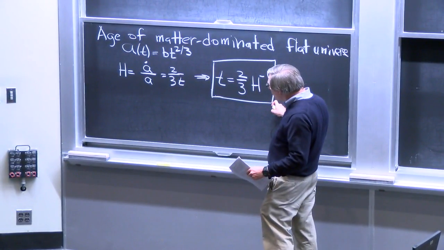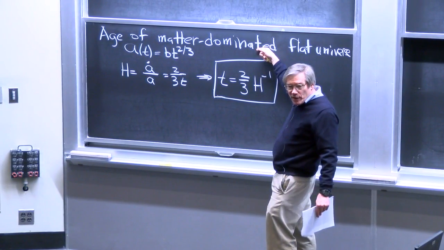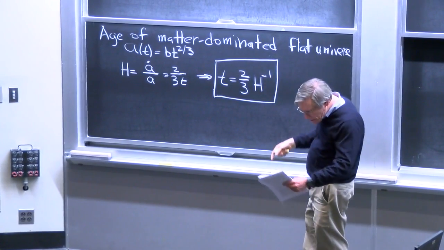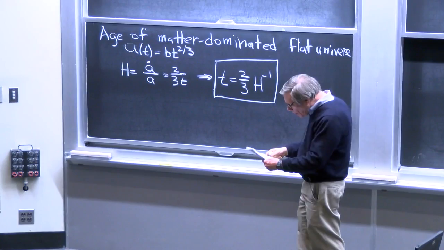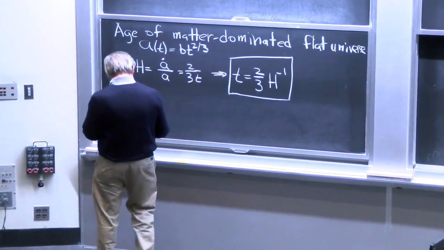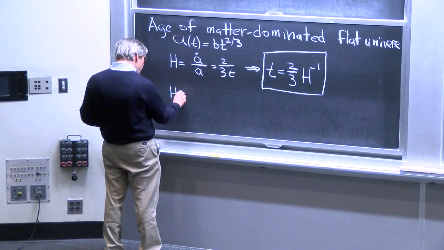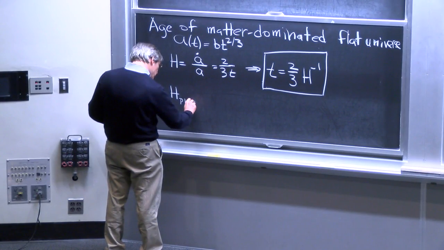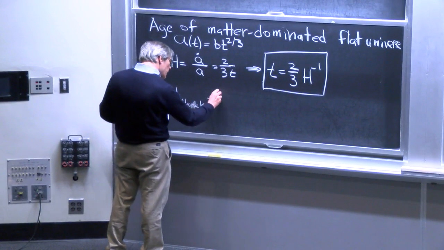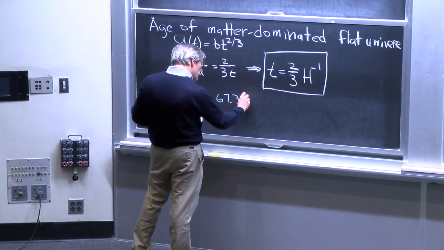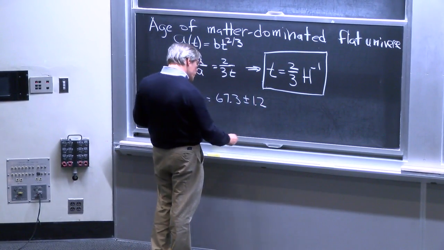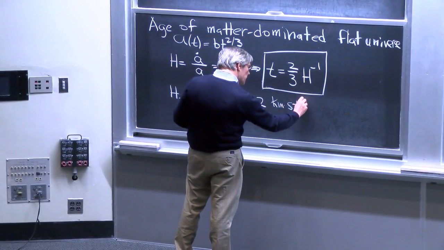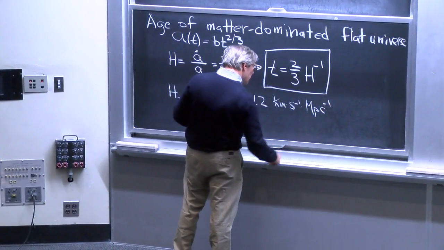If we put in some numbers, this of course is not an accurate model for our universe, we now know. Our universe is currently dark energy dominated. But nonetheless, just to see how this works, we can put in numbers. So H, using this Planck value that I quoted earlier, is 67.3 plus or minus 1.2 kilometers per second per megaparsec.